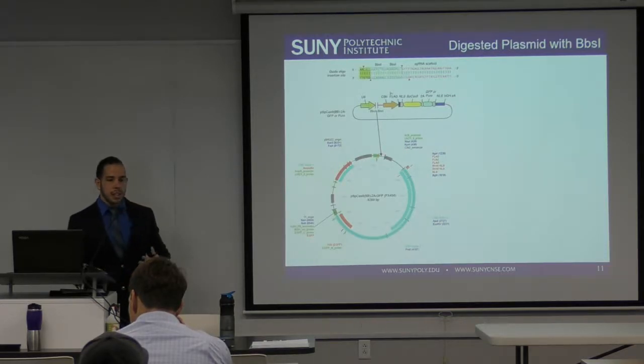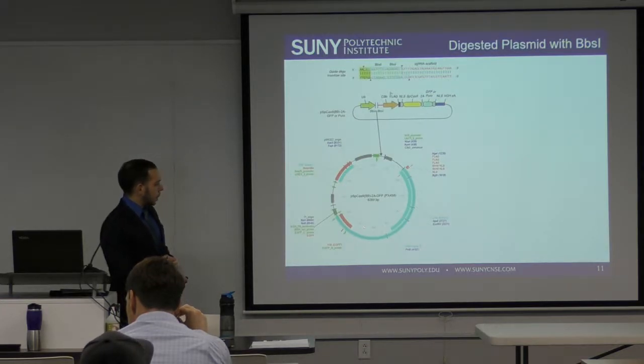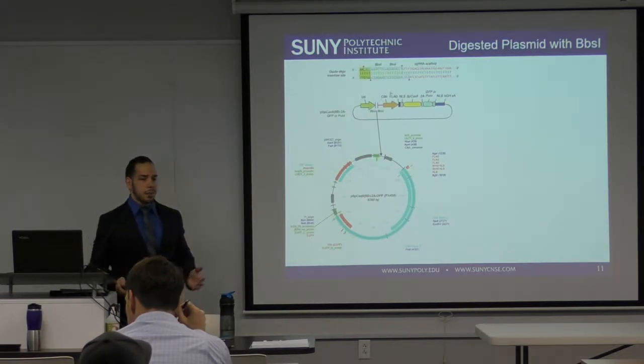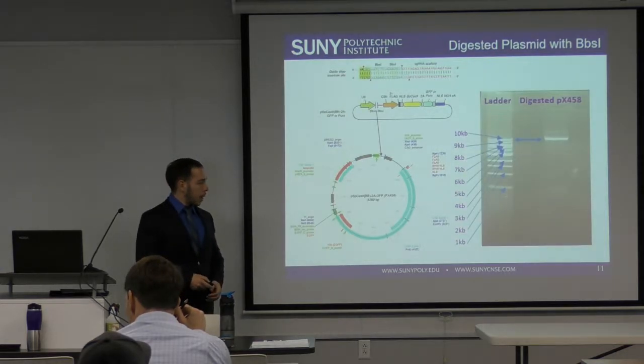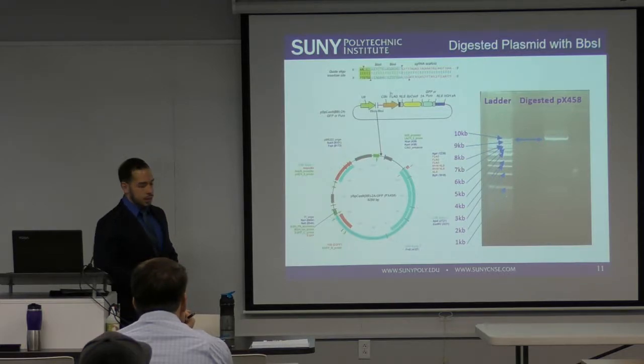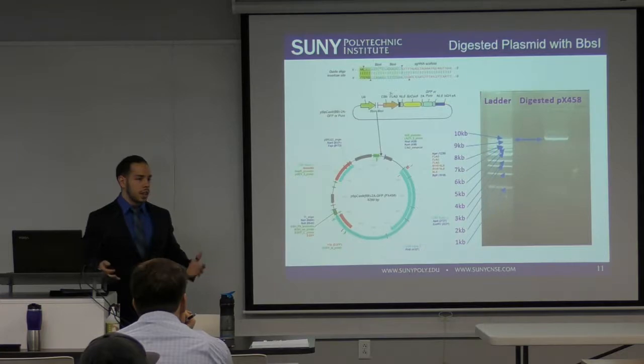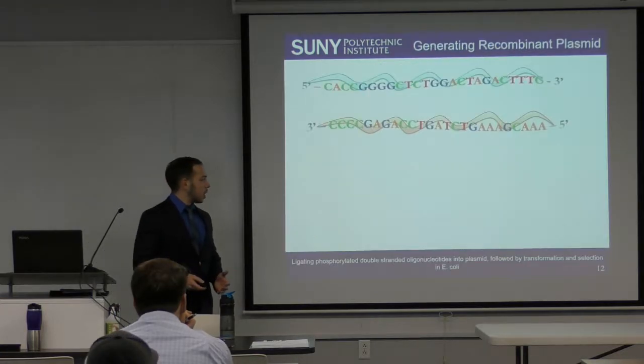To determine whether or not we had actually done this correctly, we ran this through gel electrophoresis, and knowing that the PX458 plasmid is characteristically about 9.3 kilobase pairs long, we can compare it against the ladder to determine that the solution which we have is actually the correct size. So we have our digested plasmid, we have our genetic material. Now we have to actually insert that genetic material.